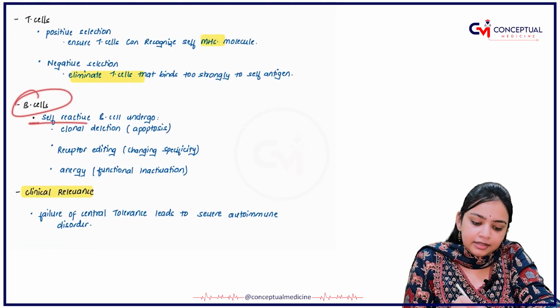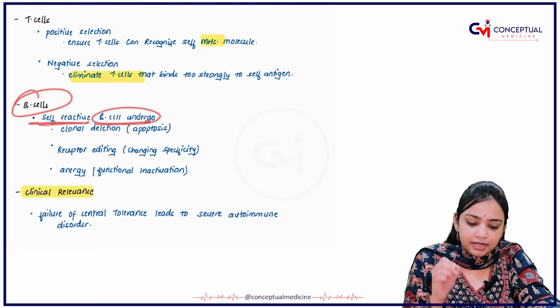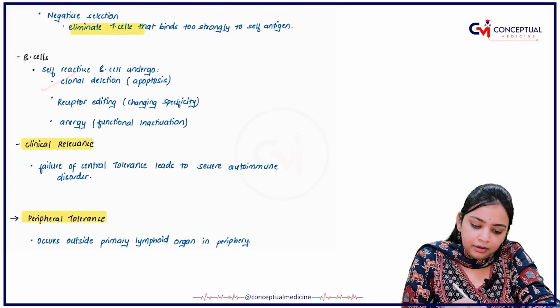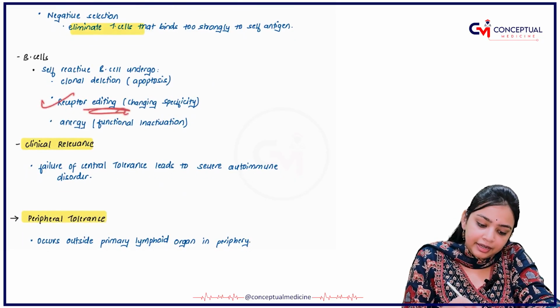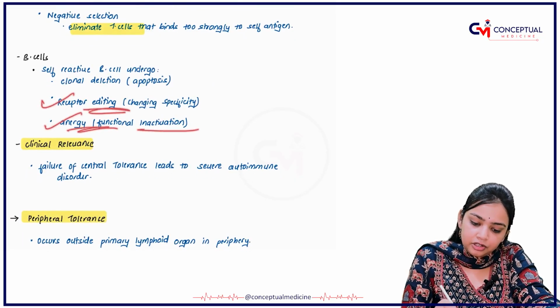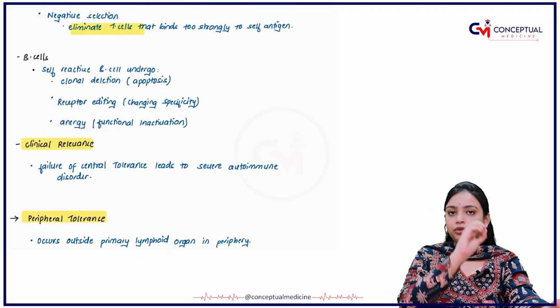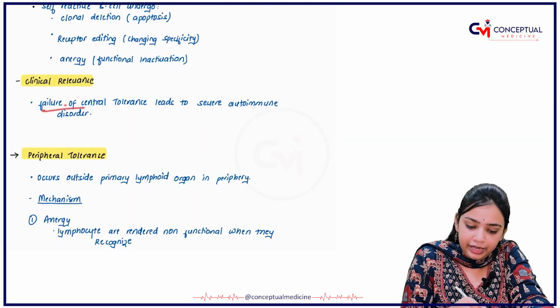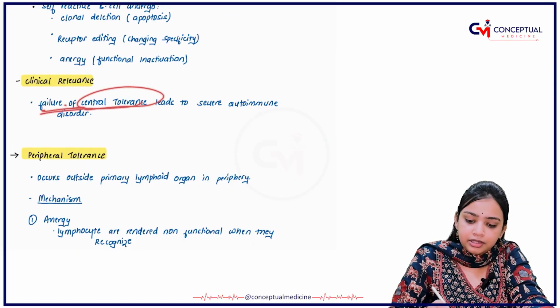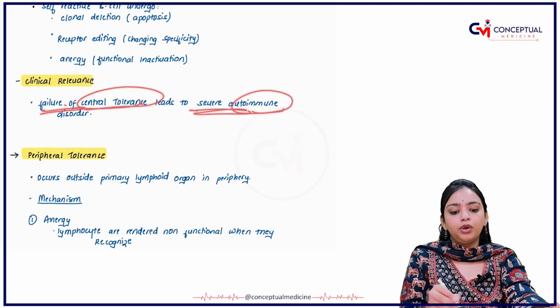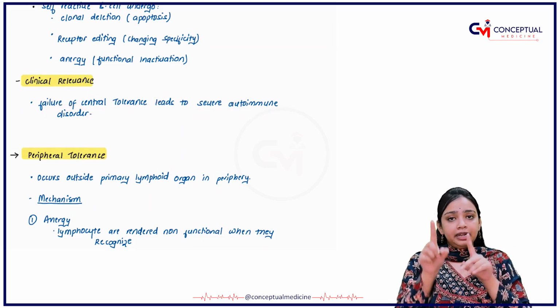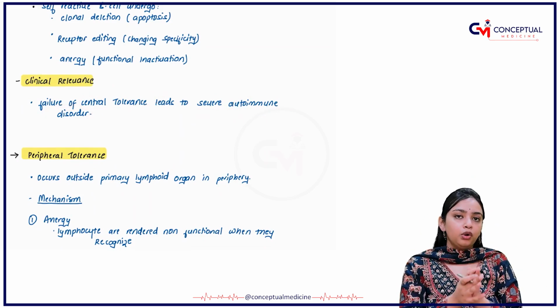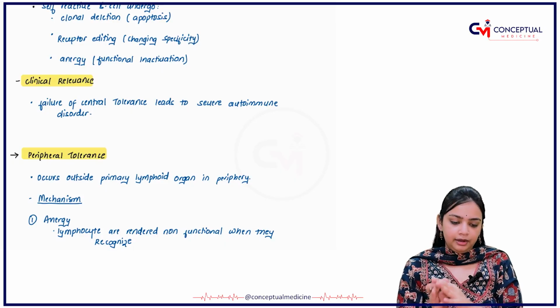So B cells, they have the self-reactive B cells. They undergo clonal deletion, receptor editing, and anergy, that is the functional inactivation. So they undergo three mechanisms. Okay, what is the clinical relevance? If there is any failure of the central tolerance, this will lead to severe autoimmune disorders. And after completing this, we will understand about the autoimmune disorders as well.